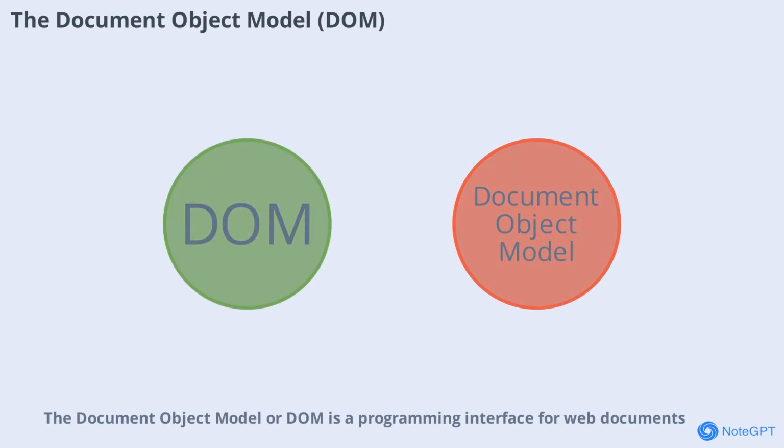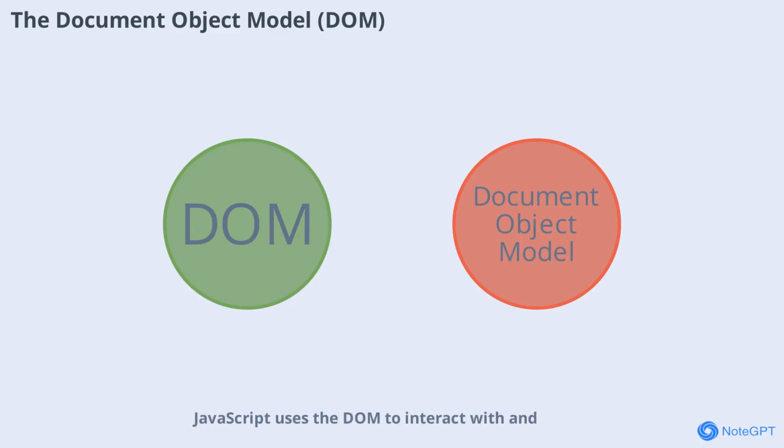The Document Object Model, or DOM, is a programming interface for web documents. JavaScript uses the DOM to interact with and manipulate HTML and CSS on a web page. By accessing the DOM, you can change content, update styles, and respond to user actions in real time. Understanding the DOM is crucial for creating interactive web experiences. We'll explore how JavaScript connects to the DOM and how you can use it to control your web page.